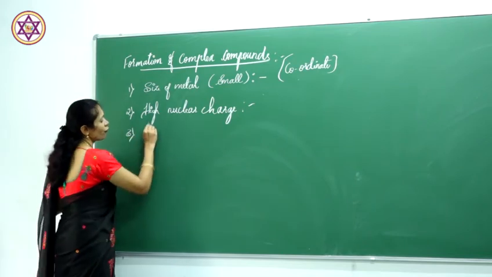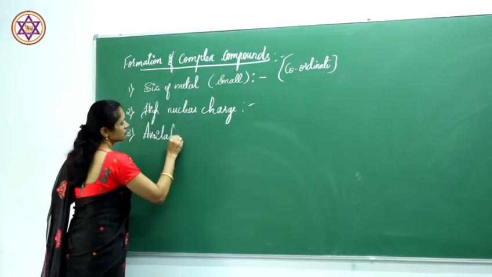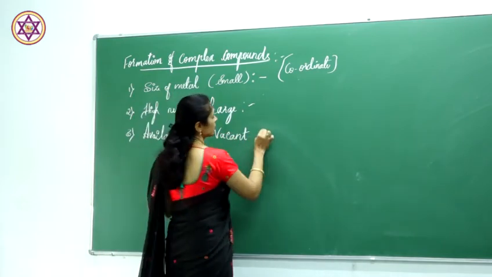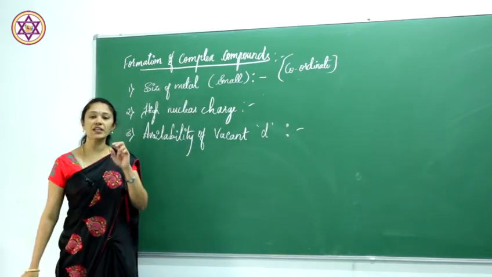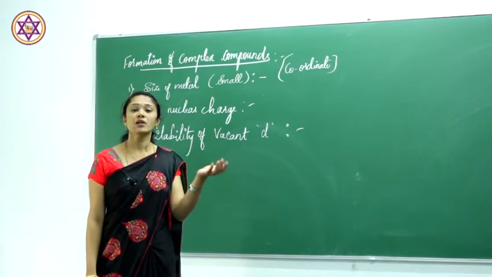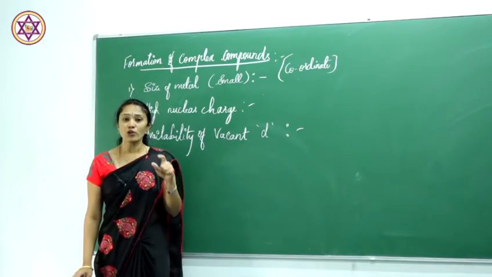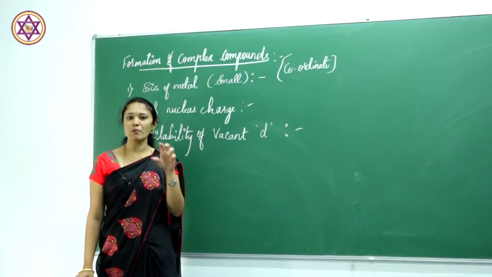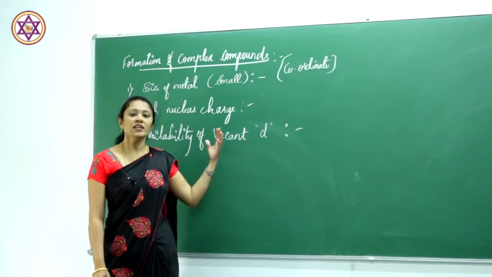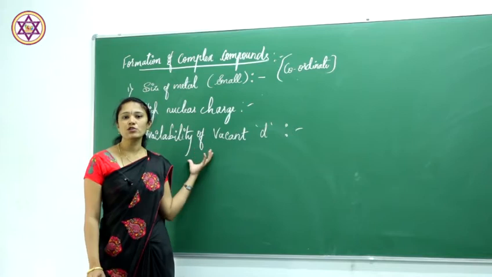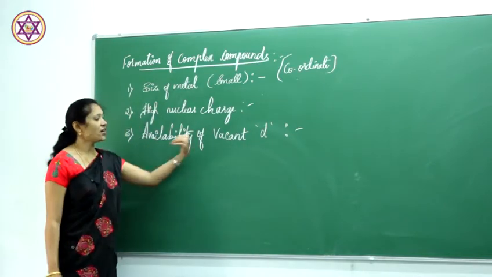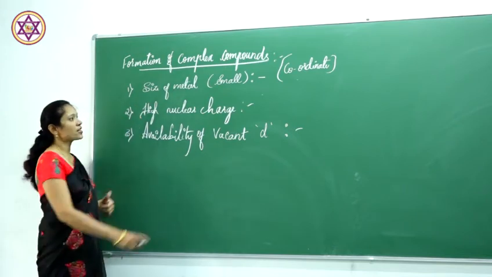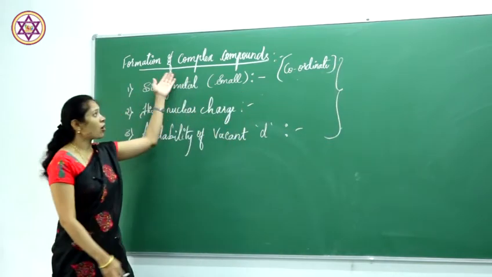Third point is availability of vacant d orbitals. In valence bond theory, that is VBT, you have studied that ligands come and attack the central metal atom. The nature of the ligand is that it donates a lone pair of electrons. When these electrons are donated, there should be some space for them to occupy. In d block or transitional elements, d orbitals are available, and this helps in taking the donated electrons from the ligands. These are the three reasons which help in the formation of complex compounds.